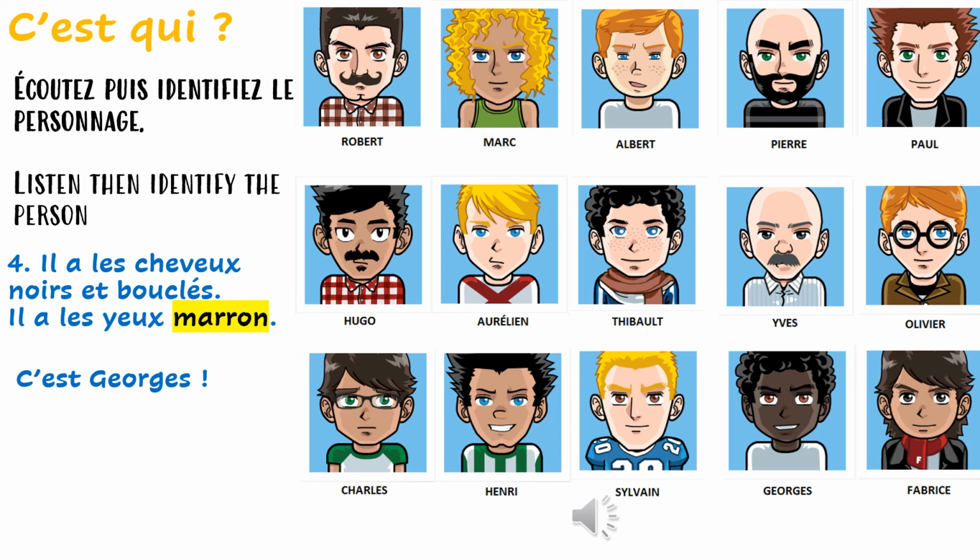How would we describe Thibault? We would say, il a les cheveux courts, noirs et bouclés. Il est de peau blanche, he's white skinned. Il a les yeux bleus, he has blue eyes. And what else is there about Thibault? He has freckles. Il a des taches de rousseur. Thibaut a des taches de rousseur. Voilà, voilà. You're getting so good at this. Let's continue. Keep it up.